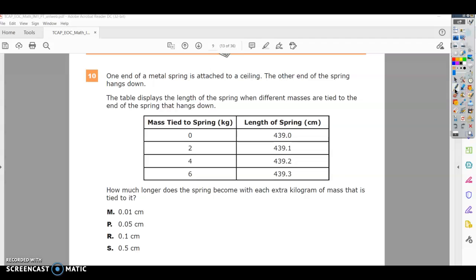Math 1 EOC Practice Test number 10. One end of a metal spring is attached to a ceiling. The other end of the spring hangs down. The table displays the length of the spring when different masses are tied to the end of the spring that hangs down.